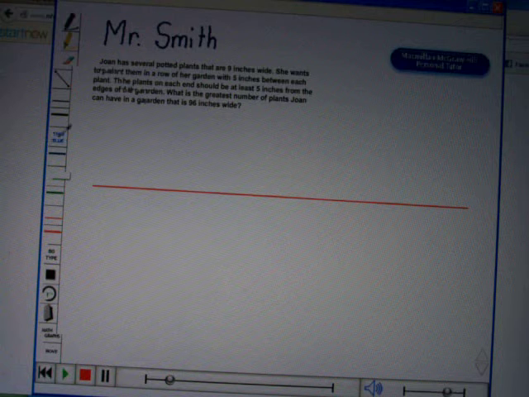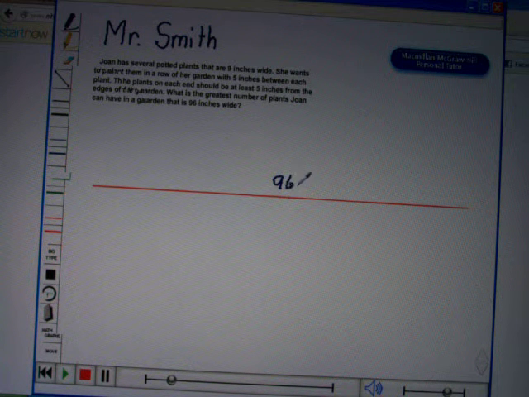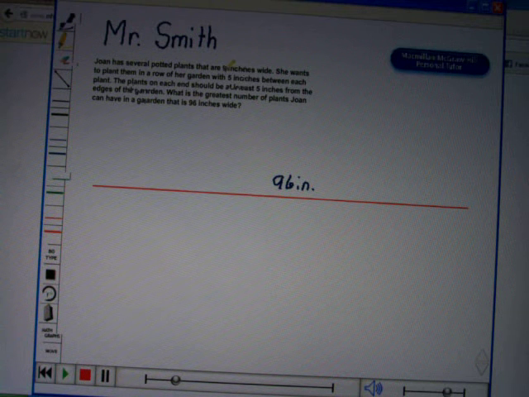The total length of her garden is going to be 96 inches. Let's look in our problem and find clues that will tell us how we should construct our picture. It says that she has several potted plants that are 9 inches wide. So the potted plants are 9 inches. Okay. She wants to plant them in a row of her garden with 5 inches between each plant.